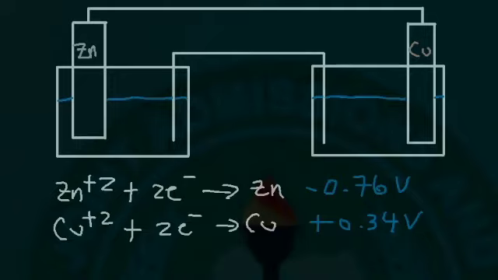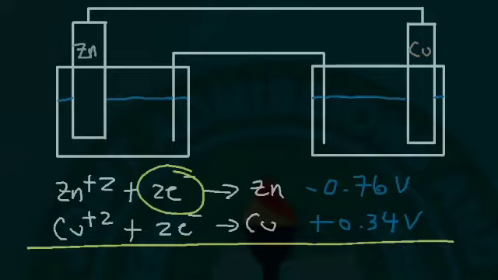Now, here we have standard reduction potentials. Anytime the electrons are on the left side, it's reduction. We need to switch one of these half reactions so that the overall cell potential is positive. If we switch the half reaction for copper, if we reverse it, the cell potential is going to change from positive to negative. And if we add the two, we're going to get a negative cell potential, which is what we don't want for a galvanic cell. So instead, we need to reverse the half reaction for zinc.